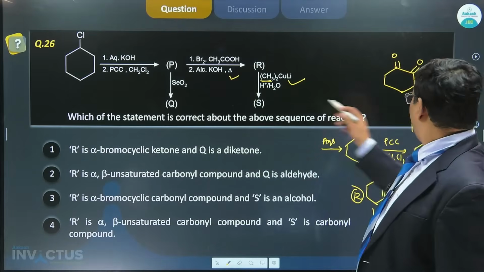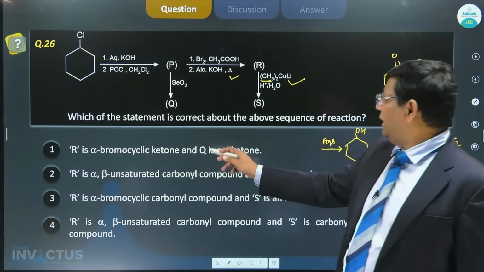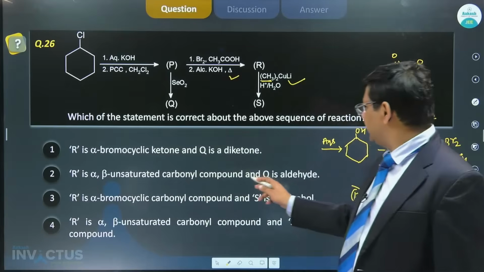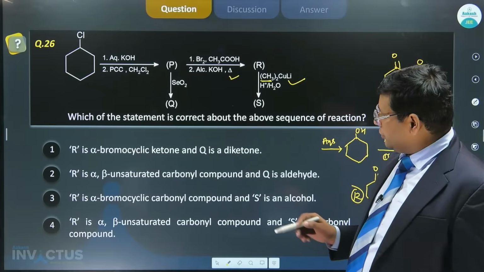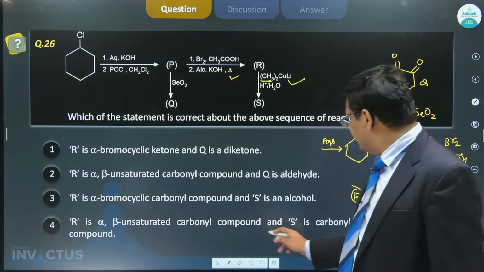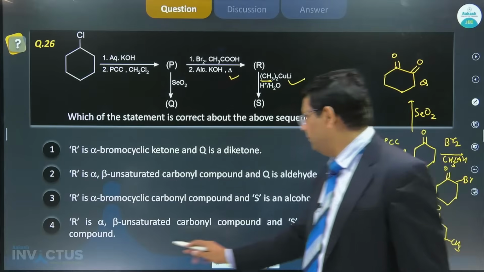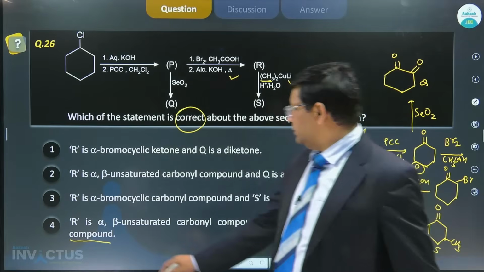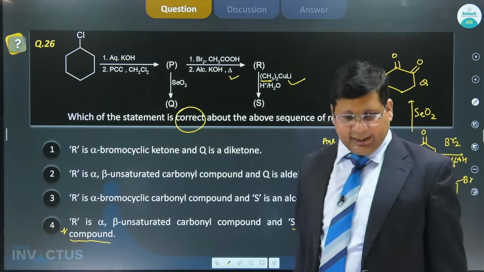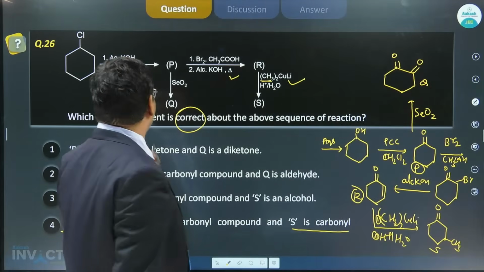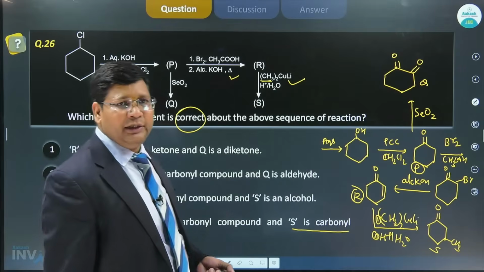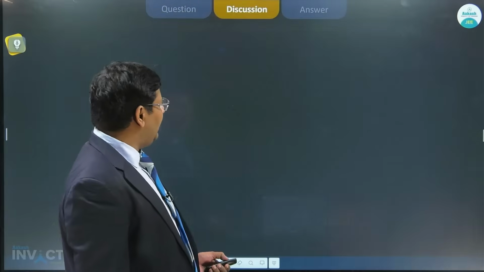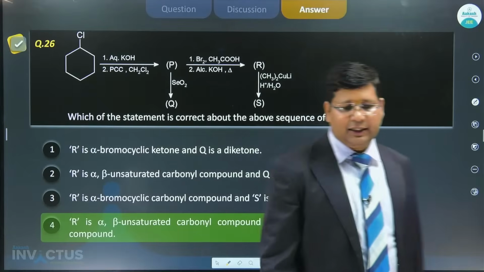After analyzing these products: R is an alpha-bromo cyclic ketone and Q is a diketone, this is the wrong option. R is an alpha-beta unsaturated carbonyl compound and Q is an aldehyde, this is also wrong. Finally, R is an alpha-beta unsaturated carbonyl compound and S is a carbonyl compound. The question was asking for the correct option, so this must be the correct one. But you have to take care about all these options, like what is the correct way to identify these products in the chemical reaction. After solving this, this is the correct answer.